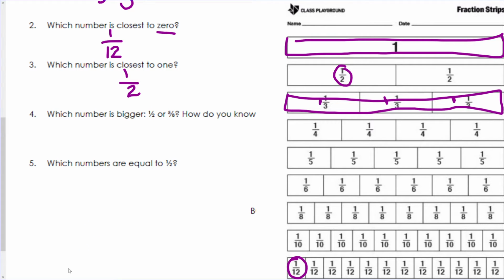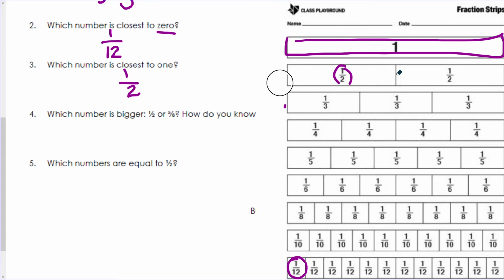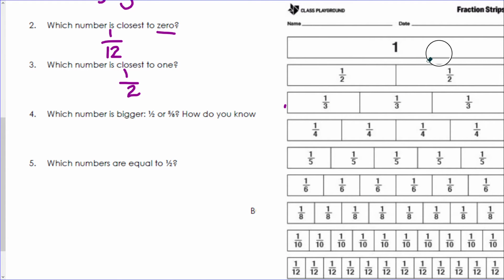All right, now it says which number is bigger? Okay, hold on. Let's do some erasing here. Get rid of some of these marks before we get going because we're going to do some shading, which is the best thing for you to do on your paper too. So it says which number is bigger, 1/2 or 5/8? So I have 1/2. I'm going to color in 1/2. And I only want one of those 1/2s. So I'm going to shade in just one.